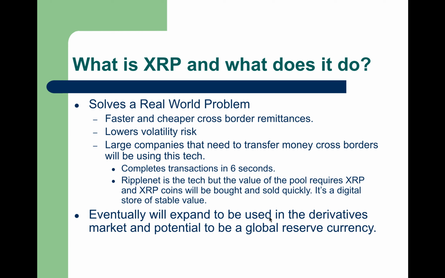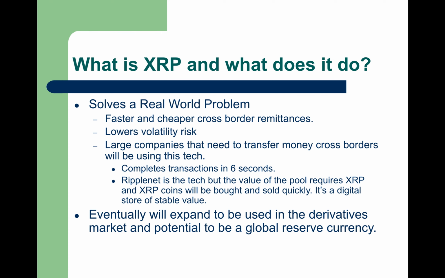And RippleNet is actually the technology that banks will use, let's say bank to bank. I'm going to get to all this in the next slide. It basically is a pool that requires XRP coins to be bought and sold quickly. And XRP is a digital store of stable value. Let me explain XRP a little more.